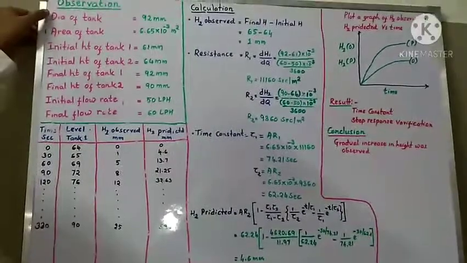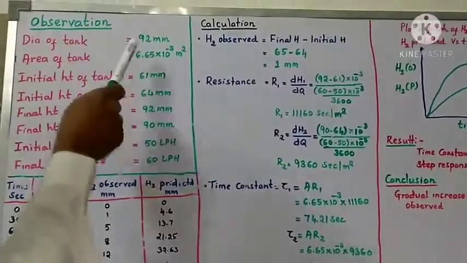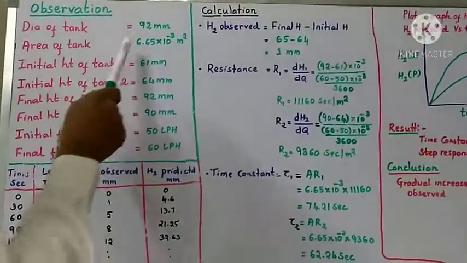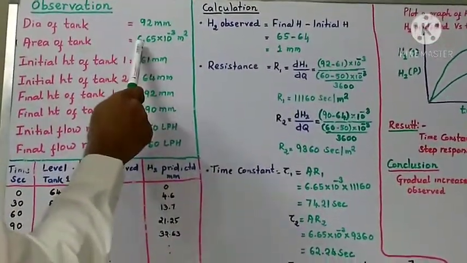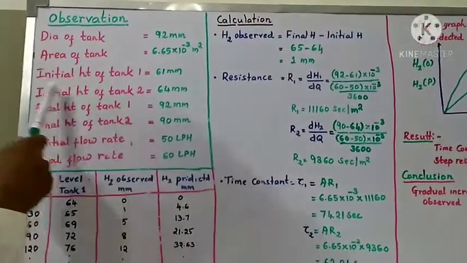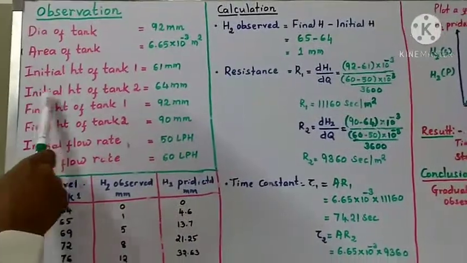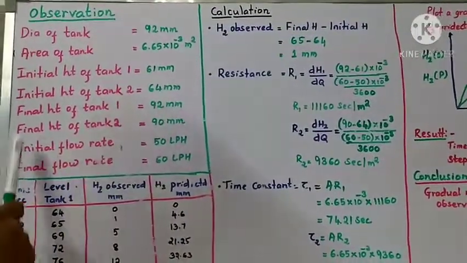And note down these observations. What is the diameter of the tank? Diameter of the tank is 92 mm, and area of tank is pi by 4 D square. If you do it, it is 6.65 into 10 to the power of minus 3 meter square. Initial height of tank 1 is 61 mm. Initial height of tank 2 is 64 mm.